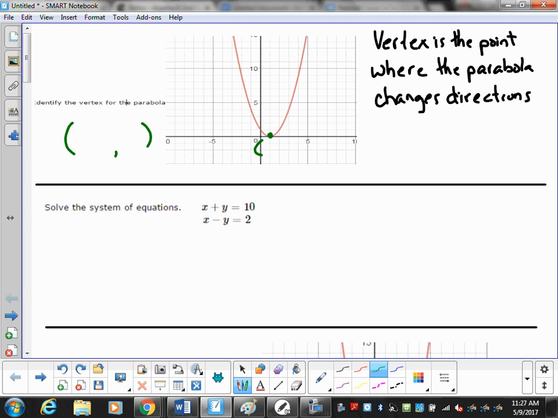So the ordered pair for that, remember the ordered pairs are always written as x comma y. So if I start at the origin, I go to the right one, so that's 1, and I don't go up or down, so that's 0. So the vertex for that parabola is the point (1, 0).